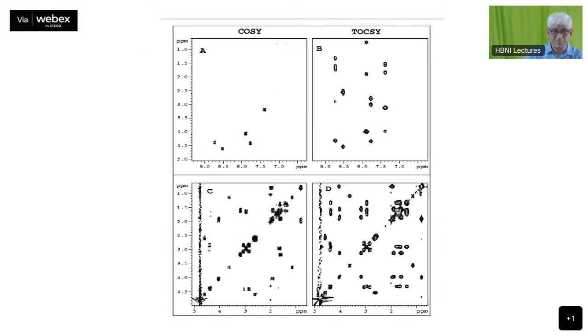A typical classic example is shown here, an expansion, a blow up is shown here for a particular small peptide. So this actually is a COSY spectrum. What is this area? This is the NH region on this side and the C alpha on this side.